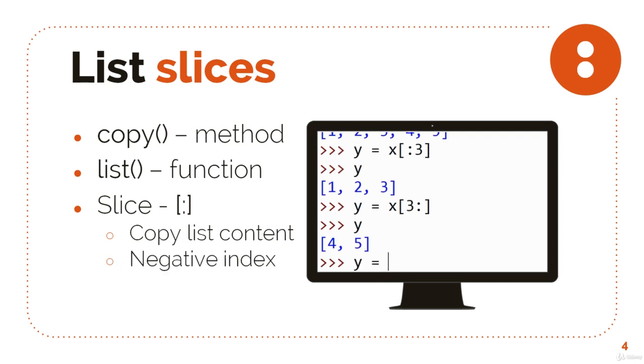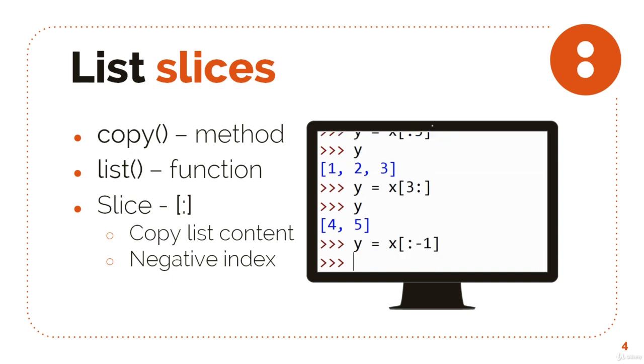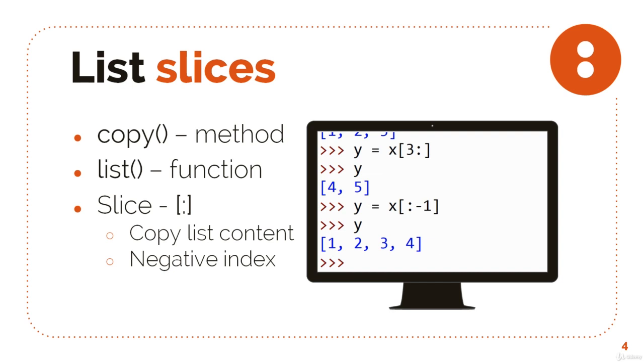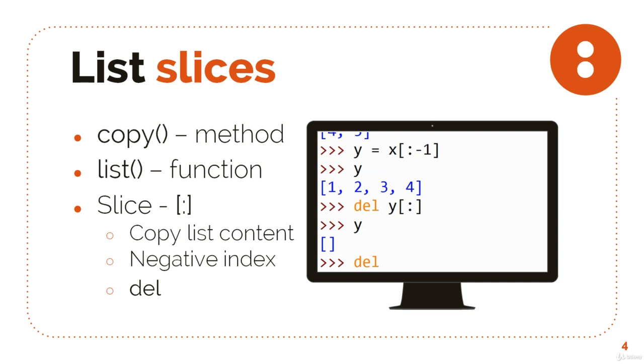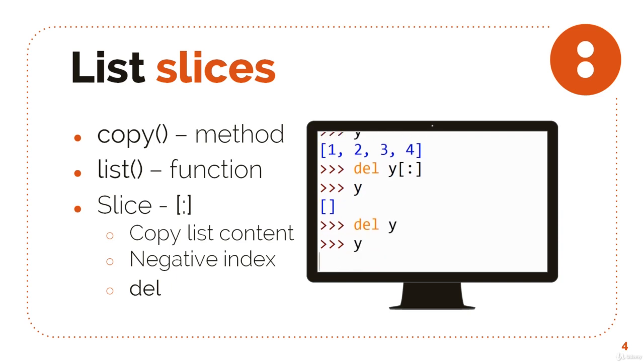Slices can be with negative index too. And remember, the index after the colon is not included. You can use the delete instruction to remove a range or empty list. If you don't put the slice, it will delete the variable.